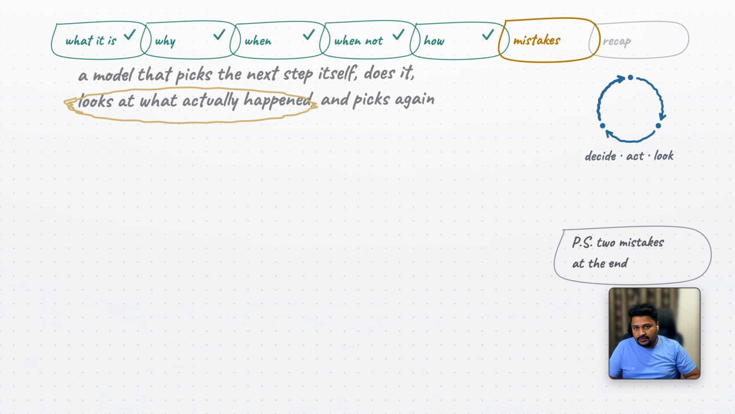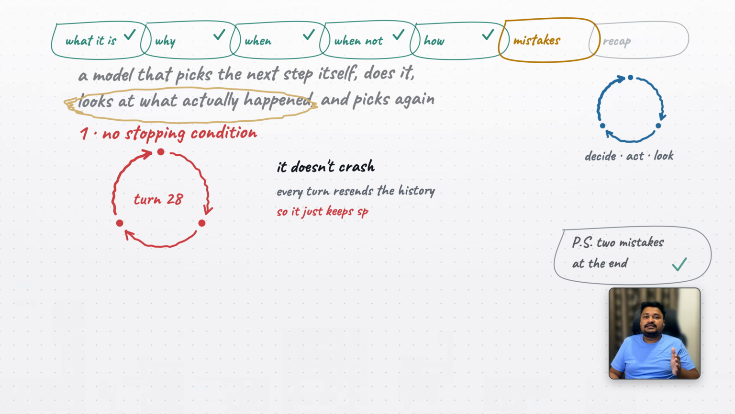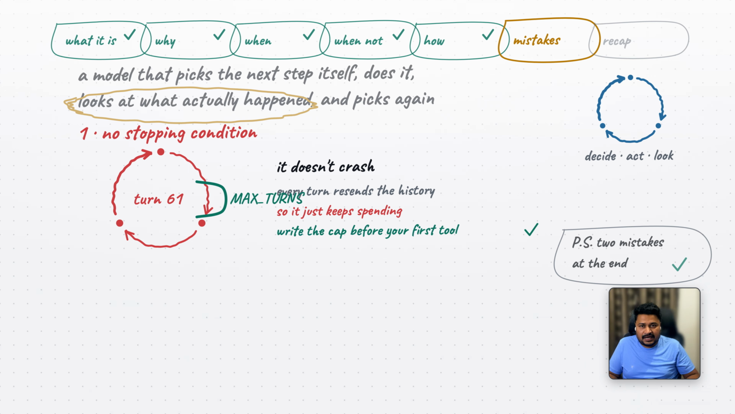Two mistakes now, and I see both constantly. First, no stopping condition. The agent decides it isn't done, calls another tool, goes again. It doesn't crash. It just keeps spending, and every turn sends the whole history back, so the bill grows as it goes. The fix is one line: write the turn cap before you write your first tool.